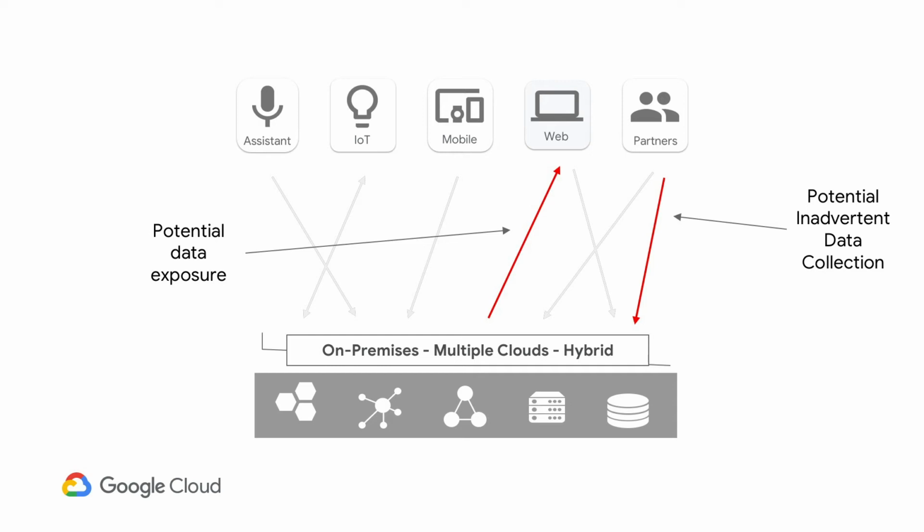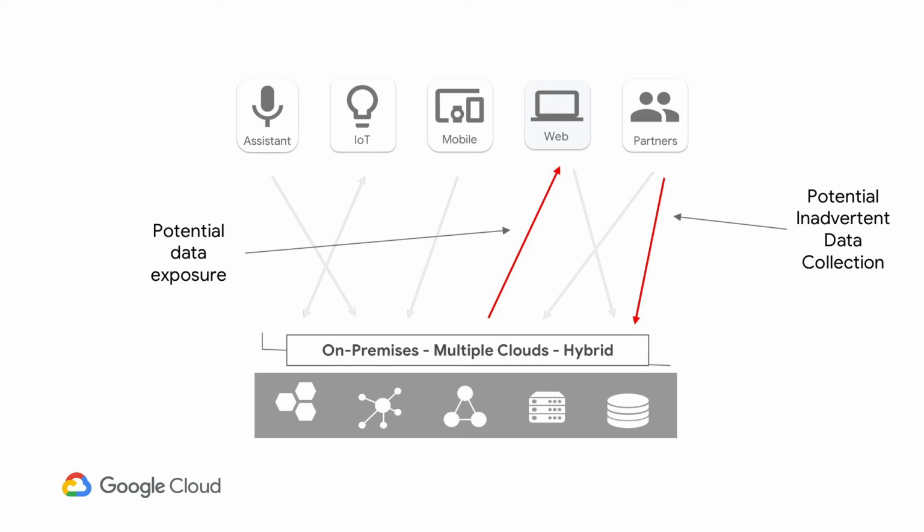That could be a potential data exposure. Sensitive data going out would be something where you might be revealing something from an internal system and exposing it externally. Whereas with something coming in on a request, the second red arrow here, maybe a partner is sending information to your API that you don't intend to collect. Maybe it has sensitive data in there that you don't want to log or collect. That could be an example of a potential inadvertent data collection.